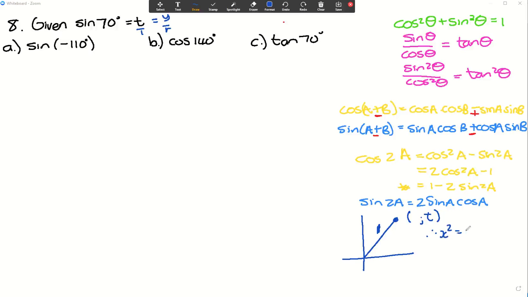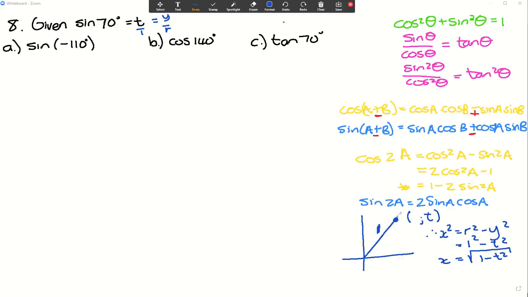So x squared is equal to r squared minus y squared. And r is 1 squared minus y, which is t squared, which simplifies down to x equaling the square root of 1 minus t squared. The square on the 1 falls away because 1 squared is 1. So x is equal to 1 minus t squared, all square rooted. I cannot square them independently because they are joined together by that minus. It's one term.